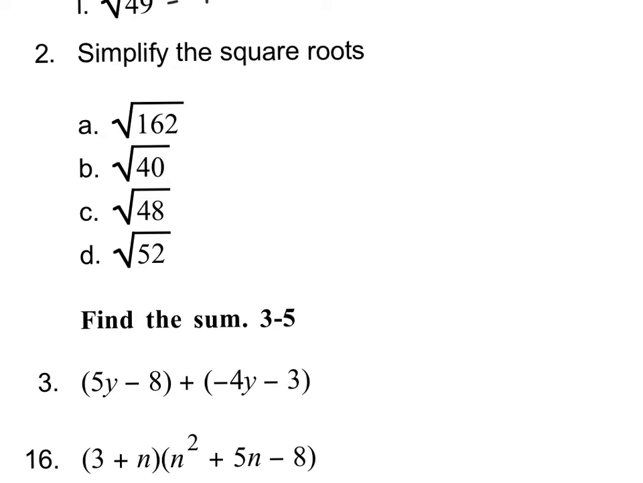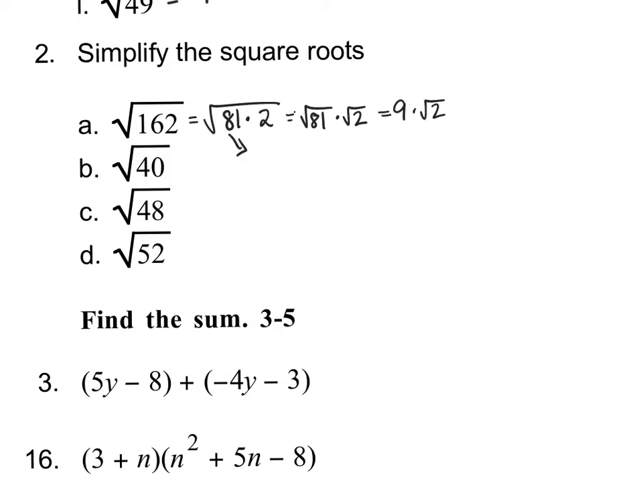So when I look at 162, well, if it ends in 2, I can always divide it by 2. And so we can break this down and write that as 81 times 2. And then there's two ways to look at this square root. We have the square root of 81 times the square root of 2. Well, we know the square root of 81 is 9, so it becomes 9 times the square root of 2.